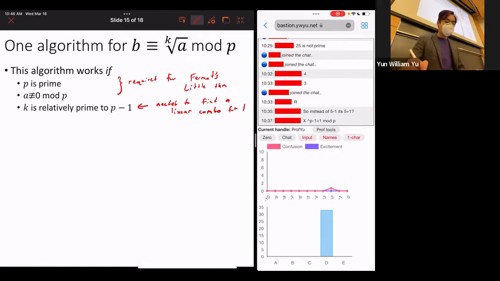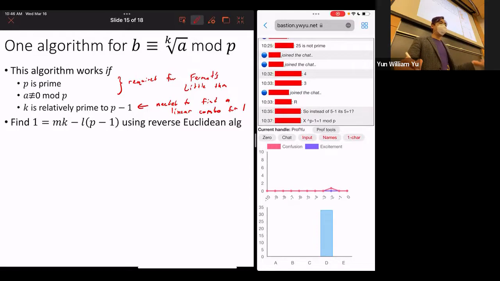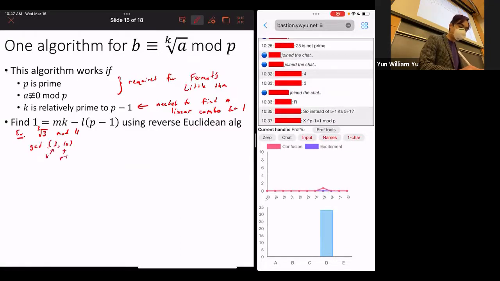So what is the method that we're going to describe now? The first thing you do is you find 1 equal to mk times 1 as a combination of k and P minus 1 using the reverse Euclidean algorithm. So for example, what is the cube root of 3 mod 11? Well, the first thing you need to do is find the greatest common divisor of 3 and 10, which is going to be equal to 1. So that's k, and that's P minus 1.